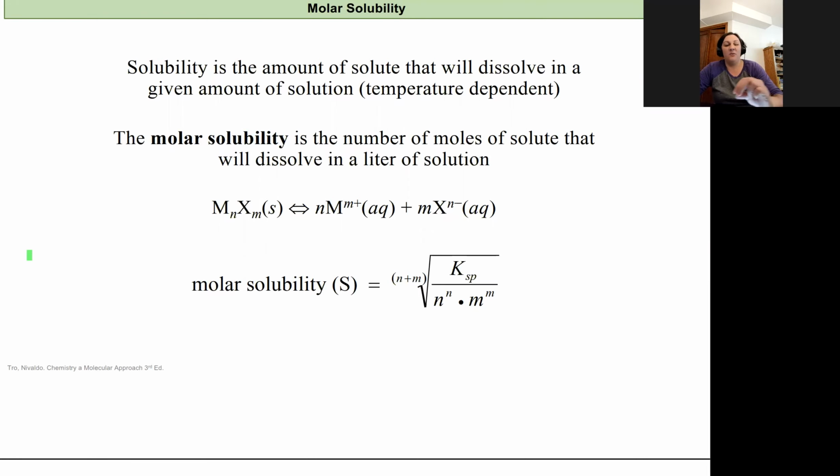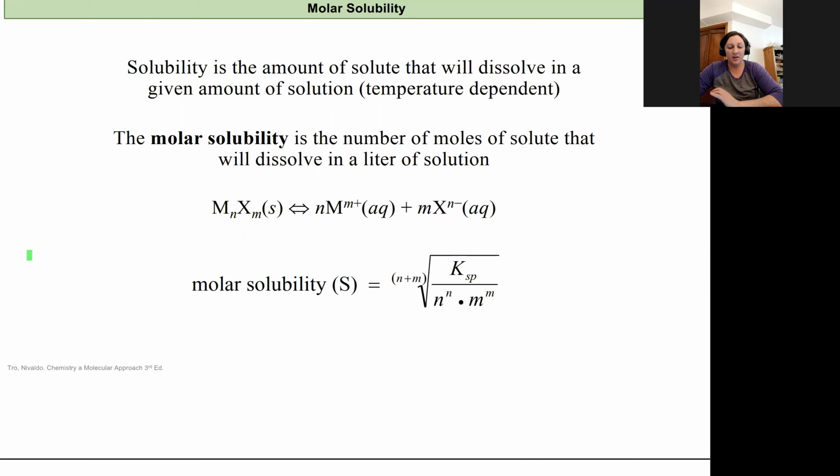So if we have sugar and we add it to water, some of it will dissolve, not a ton. But if we heat it up, we'll be able to get a lot more to dissolve. And that's the recipe for simple syrup. There you go. So it's temperature dependent, so keep that in mind. We'll always be reporting molar solubility for a specific temperature.